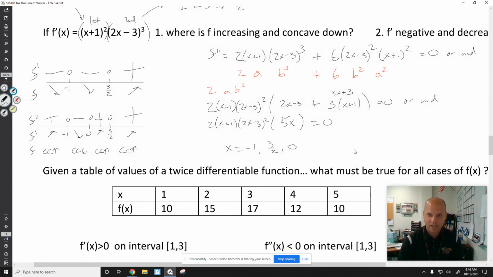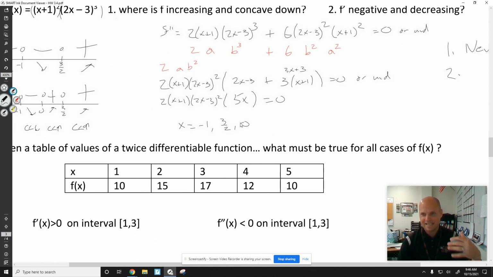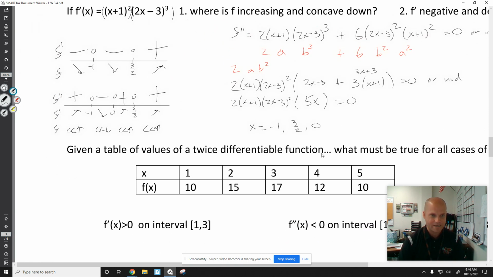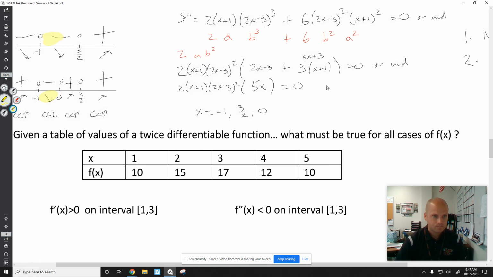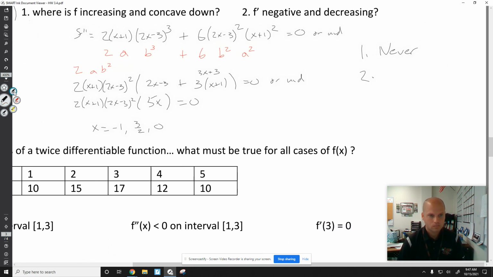F prime negative and decreasing. That's the same as F is decreasing at a decreasing rate. F prime negative and decreasing is just from -1 to 0. I think I've been listing it off with inequality notation first and then switching it up. Cool.